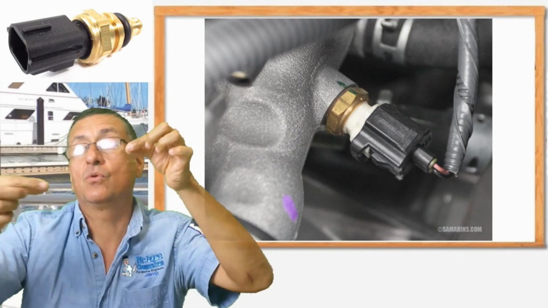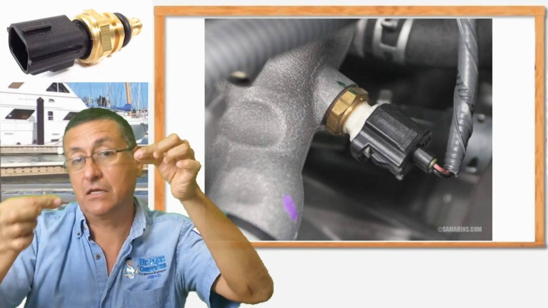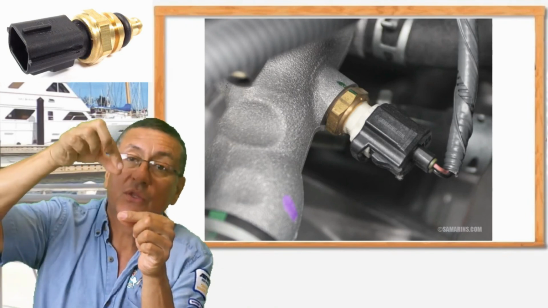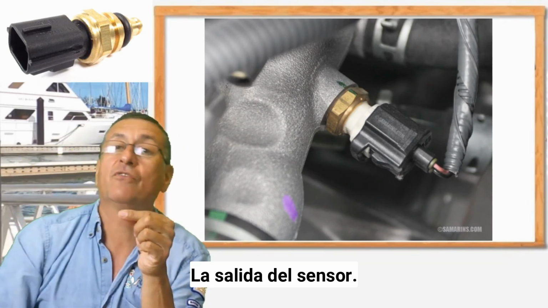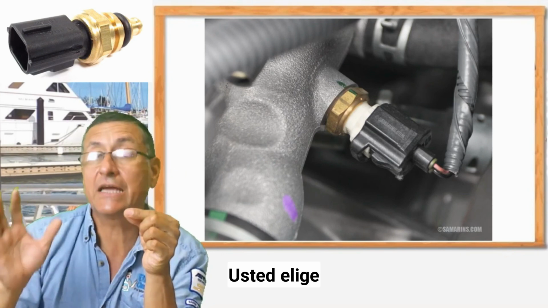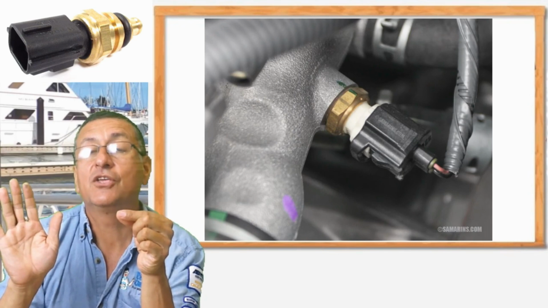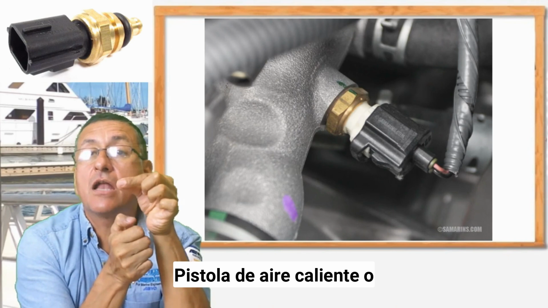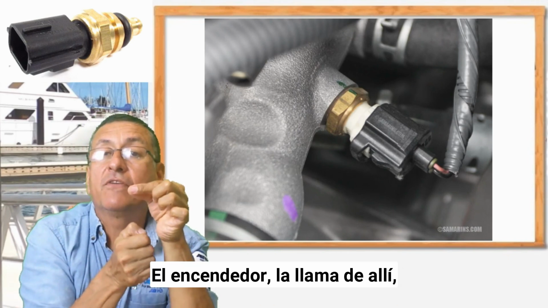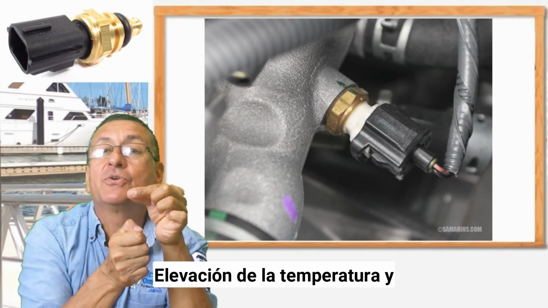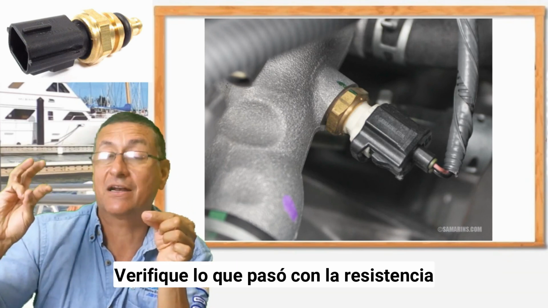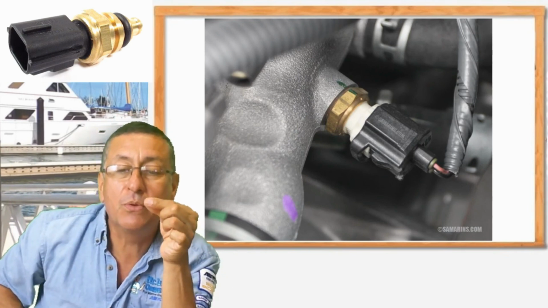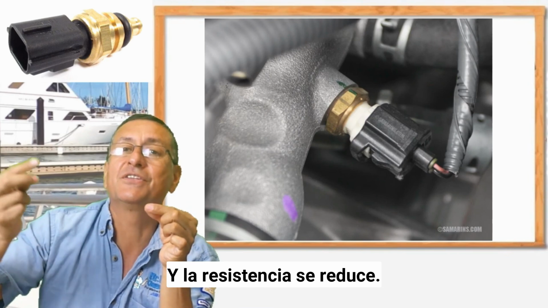You can connect one alligator cable to the body of the coolant temperature sensor to the negative of the battery, and other one to the output terminal of the sensor. Yeah, and you select your multimeter in ohms, and now you put the heat gun or the lighter, the flame over there, and the temperature increase, and verify what happened with the resistance decrease. And you remove the flame, you blow, and the resistance increase.